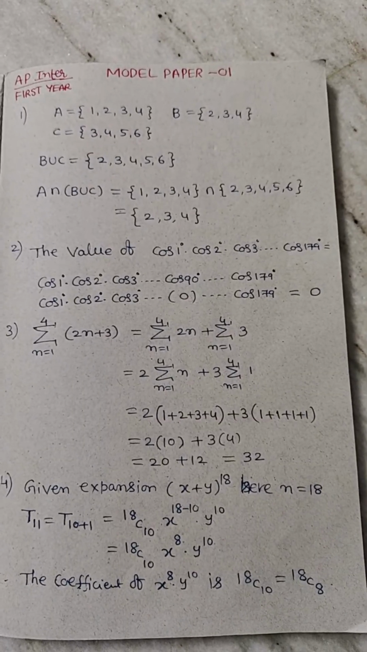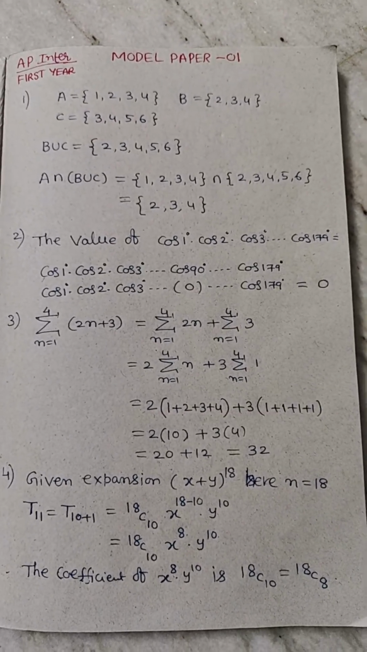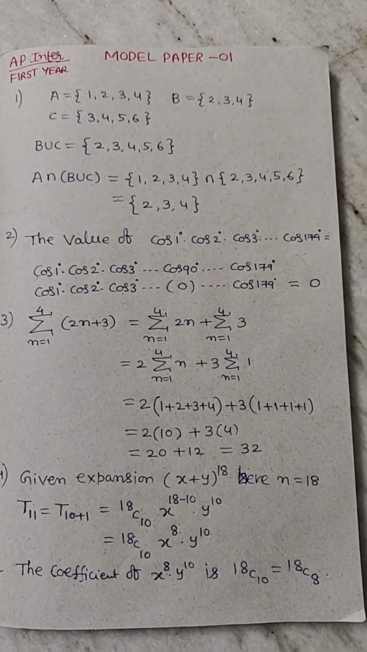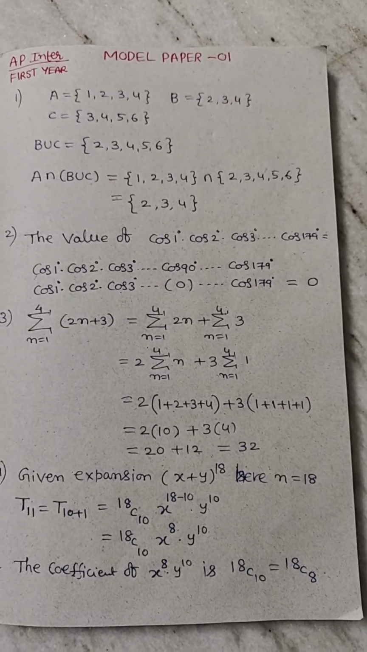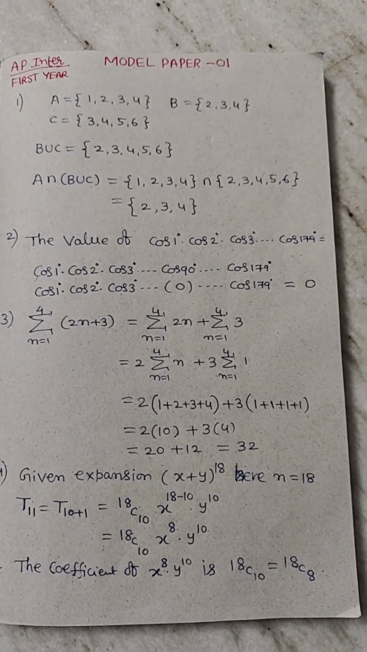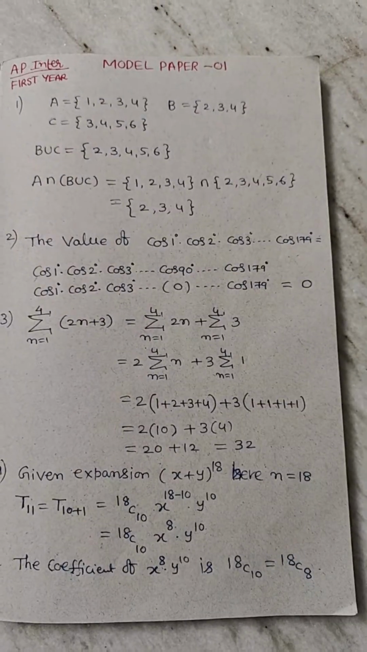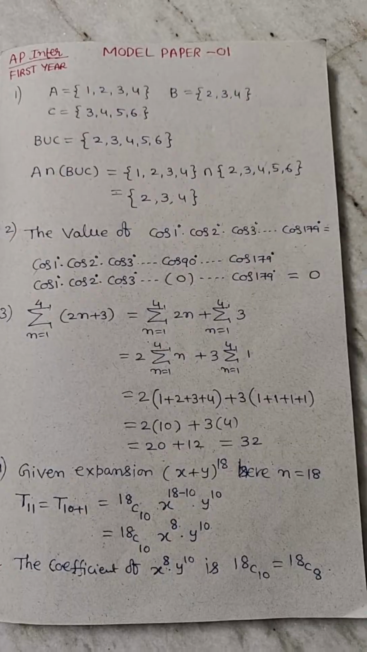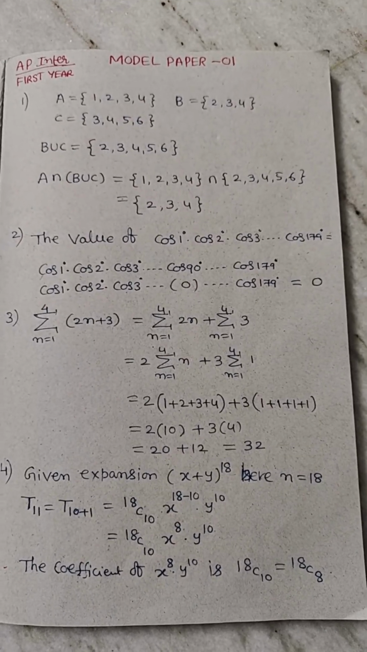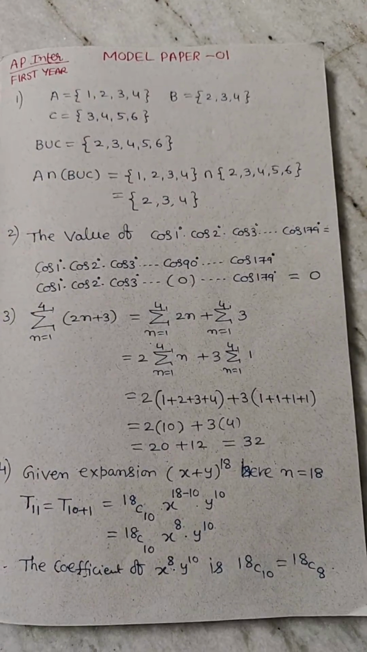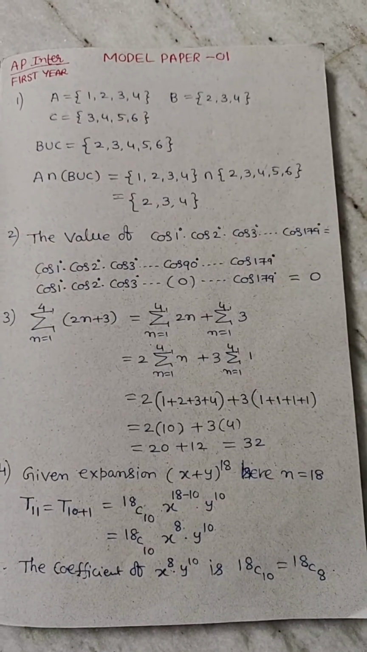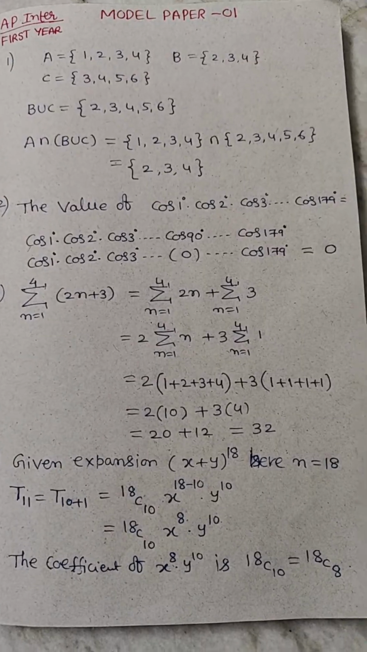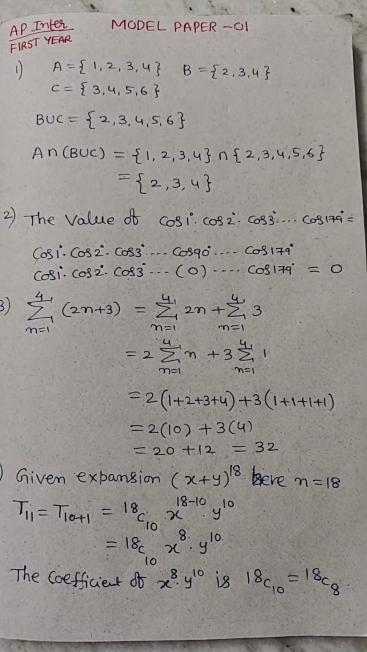2 into sigma n equal to 1 to 4 of n means the sum of the first 4 terms, 1 plus 2 plus 3 plus 4. Plus 3 into sigma n equal to 1 to 4 of 1, so 3 into (1 plus 1 plus 1 plus 1). So 2 into 10 plus 3 into 4, that is equal to 20 plus 12, which is equal to 32. So sigma n equal to 1 to 4 of (2n plus 3) equals 32. It is there in the fourth option according to the question.